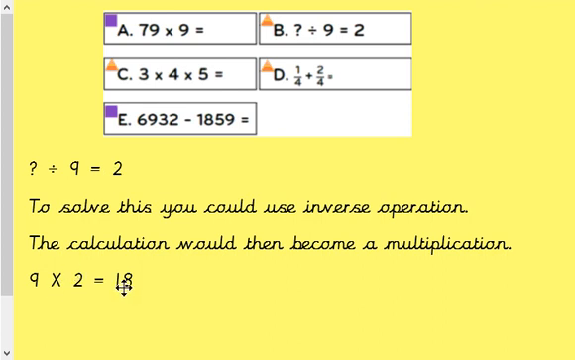And if you wanted then to put that back into the number sentence, it would become 18 divided by 9 equals 2. So you could do it that way if you wanted to. That's the way that I would look at it.